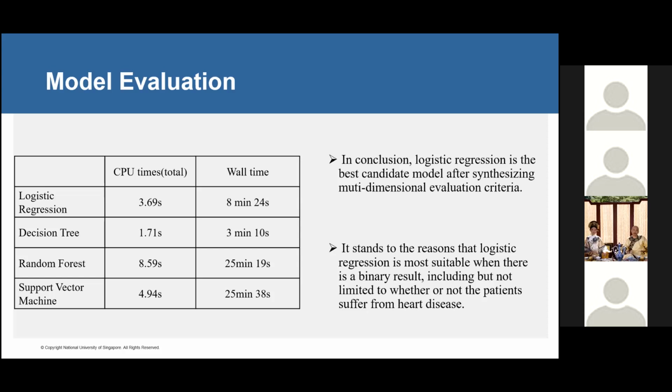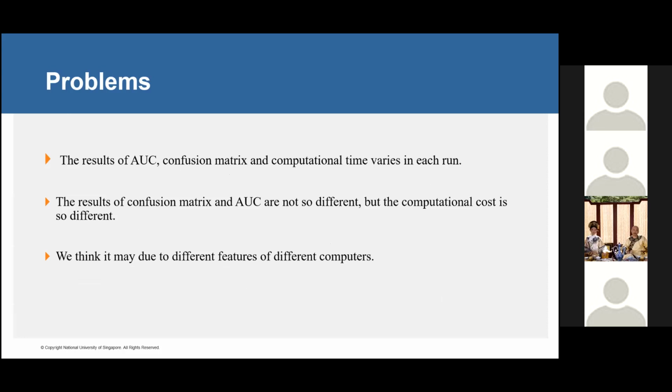of our project. Next slide, please. We also encountered some problems, like the results of the ROC, confusion matrix and the computational time varying in each round. We see from the results that the confusion matrix and AUC are not so different, but the computational cost among these four models is very different. We think it may be due to the fact that different computers have different features, resulting in such different results.